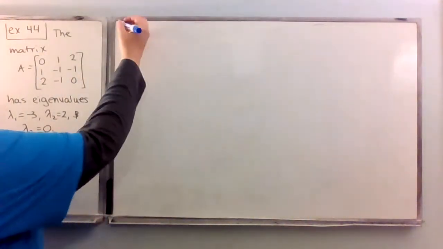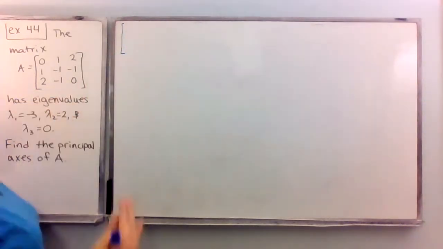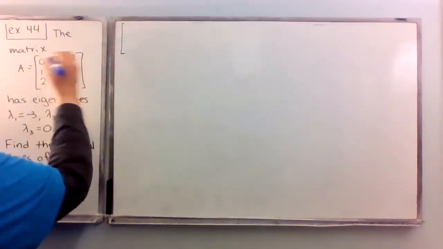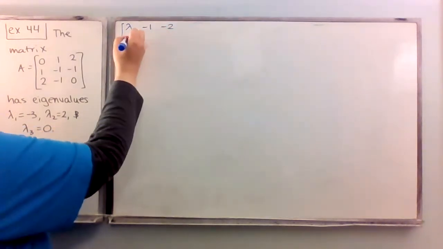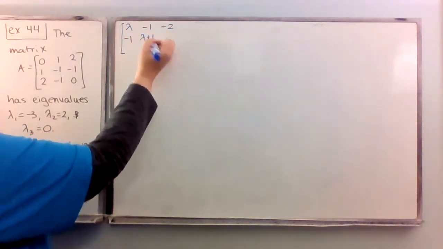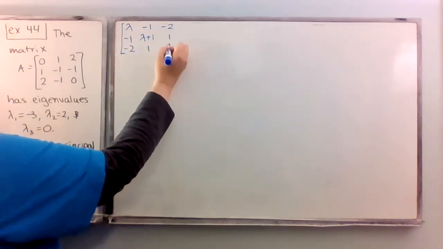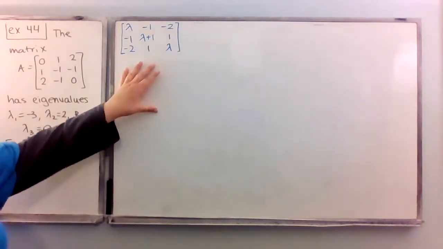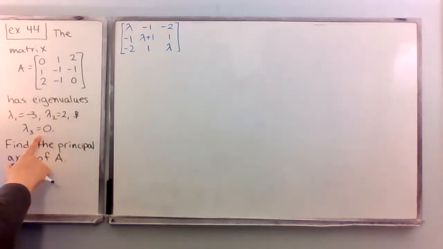So I'm going to start out with lambda I minus A. And I'm just going to use lambda here because we have our lambdas defined over here. So we're going to have lambda minus 0, which is lambda, -1, -2, -1, lambda plus 1, 1, -2, 1, and lambda. So this is our lambda I minus A, and this is where we're going to be substituting in each of these eigenvalues one at a time.